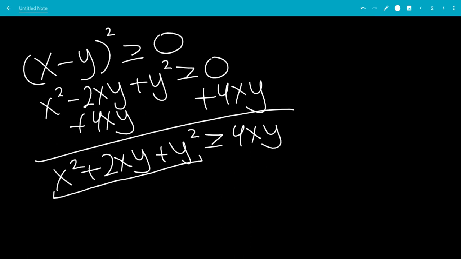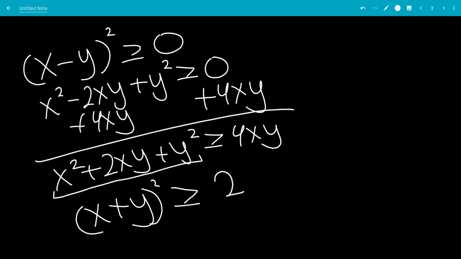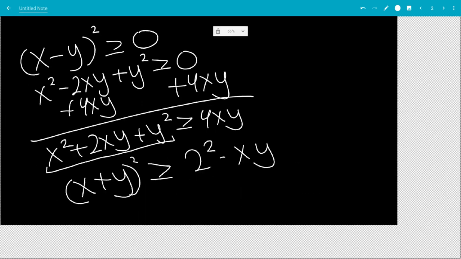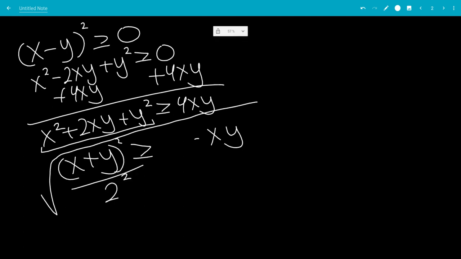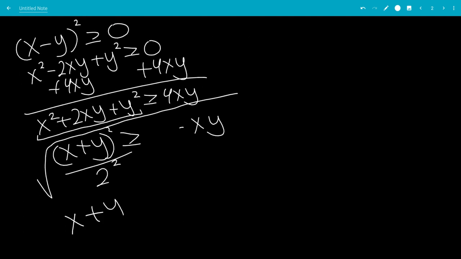But this is also factorable, so (x plus y) quantity squared is bigger than or equal to 4, which is 2 squared, times xy. Now we divide by 2 squared, so this will cancel. Then we take the positive square root only, you'll see why. So now we get (x plus y)/2 is bigger than or equal to the square root of xy.